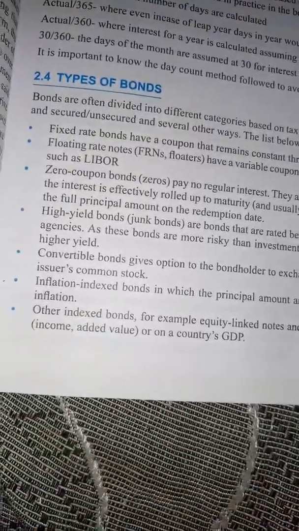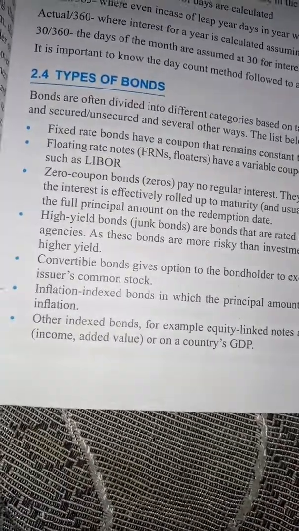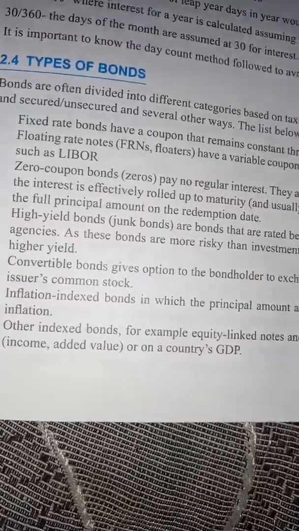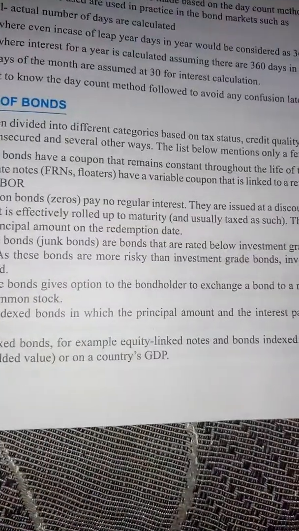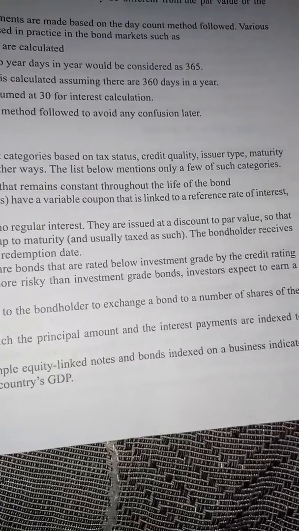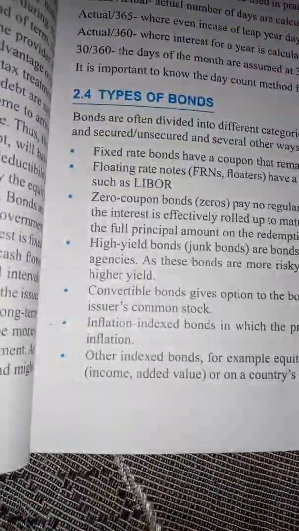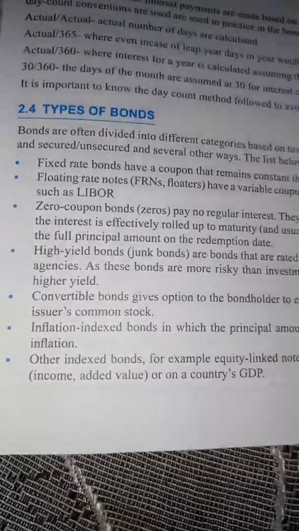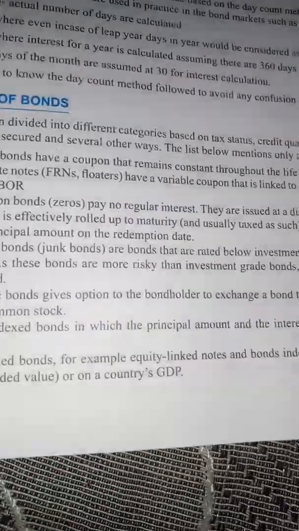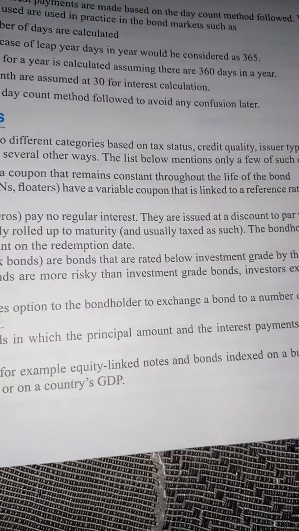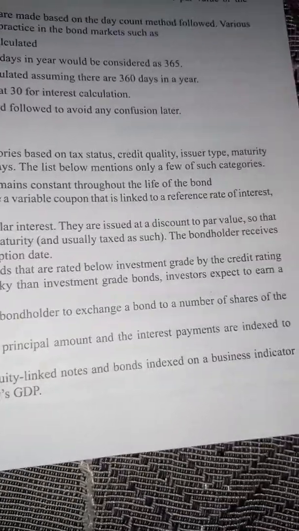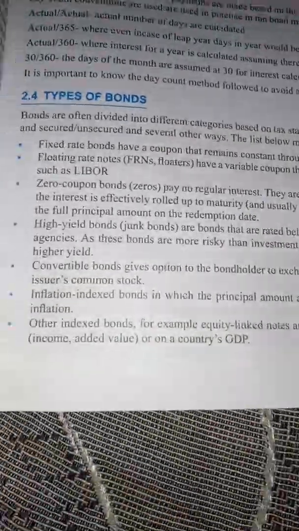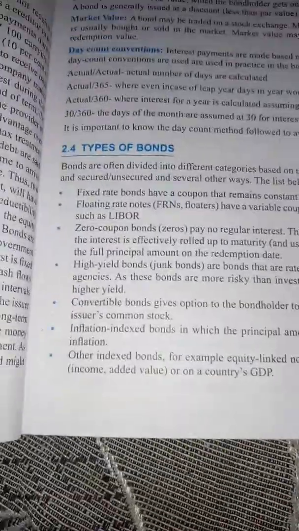Fifth, convertible bonds give the bondholder the option to exchange a bond for a number of shares of the issuer's common stock. Sixth, inflation indexed bonds, in which the principal amount and the interest payments are indexed to inflation.